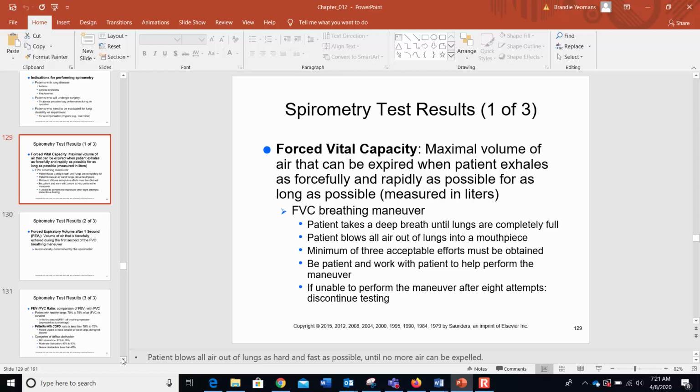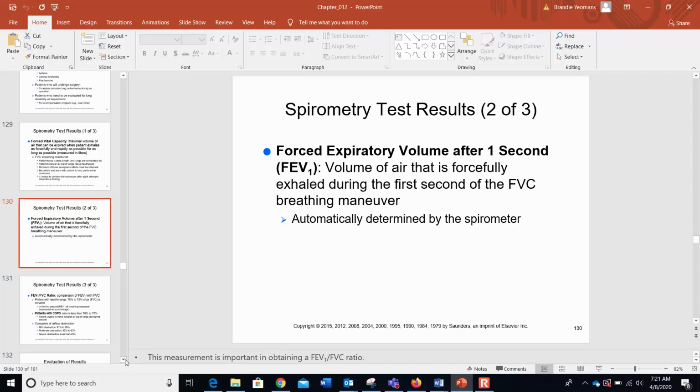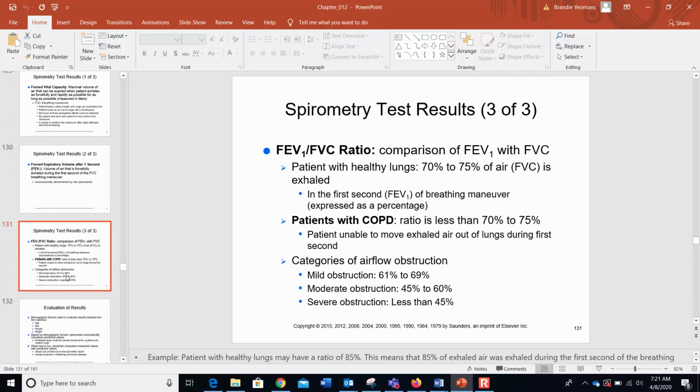So it's telling us the big thing for the forced vital capacity. This is the maximum volume of the air that can be expired, meaning blowing out, when the patient exhales as forcefully and as rapidly as possible for as long as possible. So that's the book terms for exactly what I just said. Alright, then we actually get to see this in FEV1 after that first second. So it breaks it down even further when we're looking at those results.